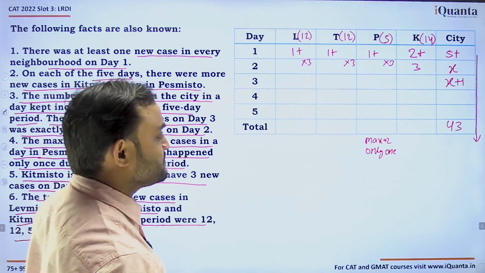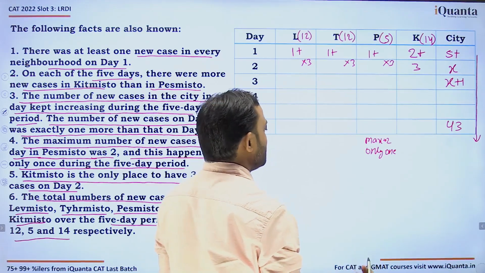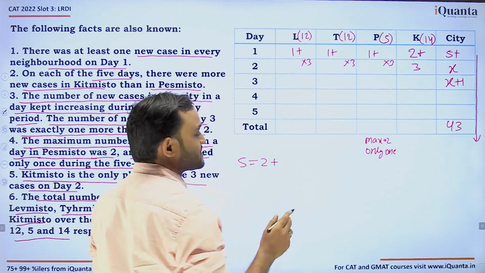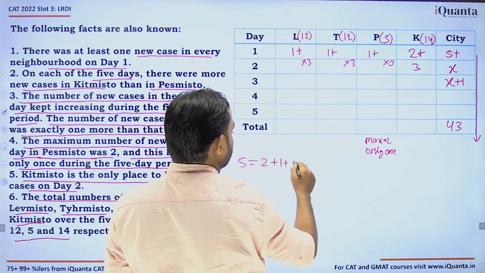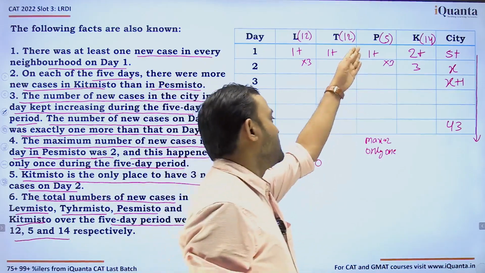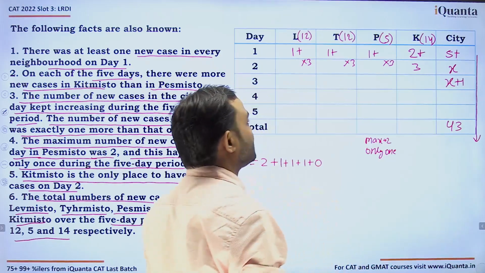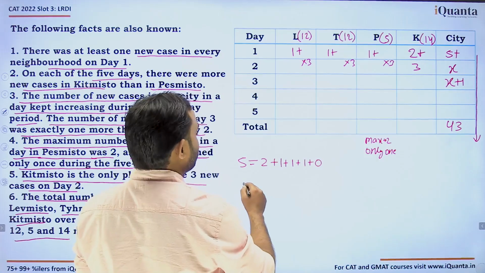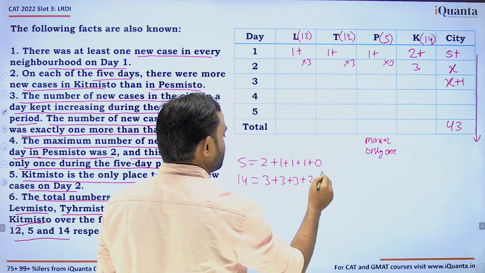Now what do we know about Pesmisto? Maximum is 2. Total number of cases is 5. How can we achieve 5? We can achieve 5 by taking exactly 2 twos, and rest must be 1 or 0. So the only way in 5 days this is possible is 2 plus 2 plus 1 plus 0. This is the only possibility for Pesmisto. Now in case of K, the total number of cases are 14 in 5 days. Maximum number of cases in any day is 3. So how do we achieve 14? So it must be 3 plus 3 plus 3 plus 3 plus 2.